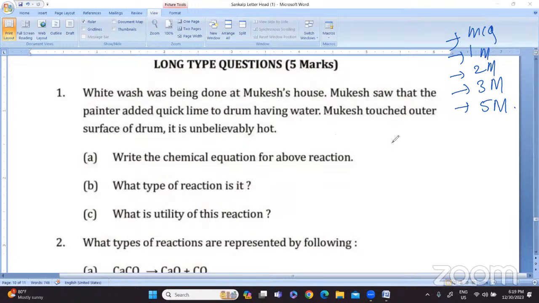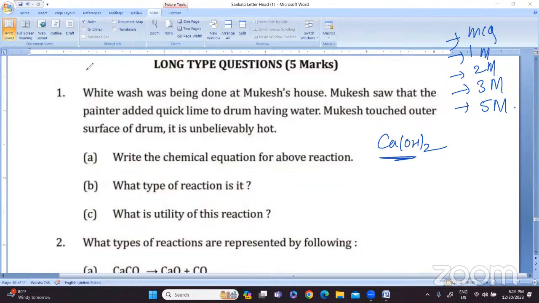Whitewash is nothing but your slaked lime, that is calcium hydroxide, which they use for the first coat. After the building is ready, they give the whitewash first to the building. So what is whitewash? It is calcium hydroxide.